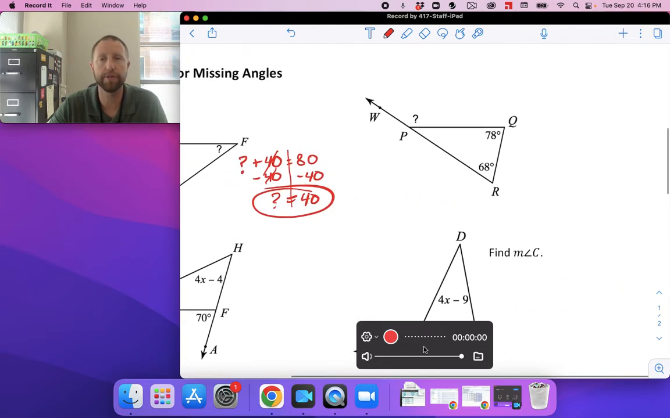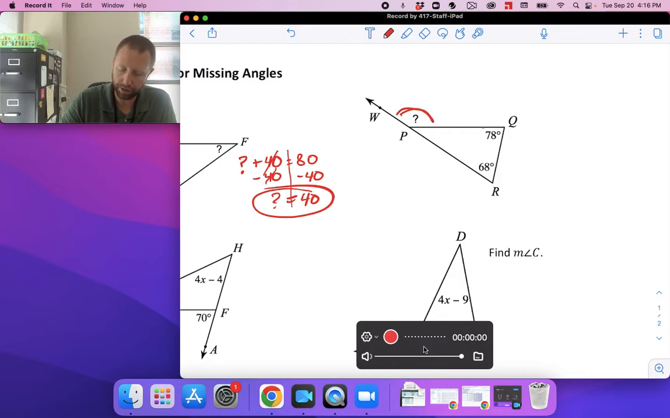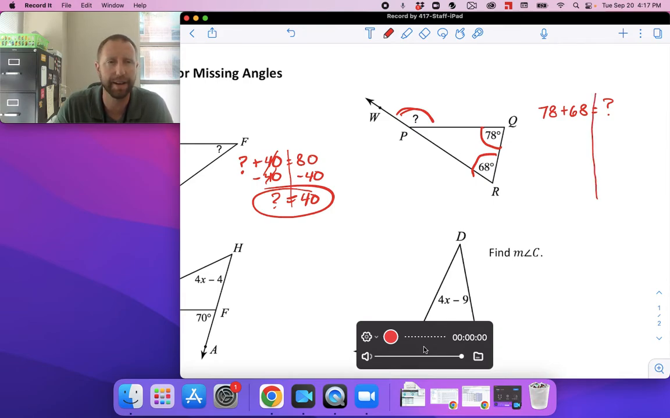And the same thing is true over here. If we're saying that this angle is equal to this angle plus this angle, then I've got 78 plus 68 has to equal that exterior angle, which is the question mark. Question mark's already by itself. I don't have to do anything for the opposite. I just have to do 78 plus 68. 78 plus 68 is 146.